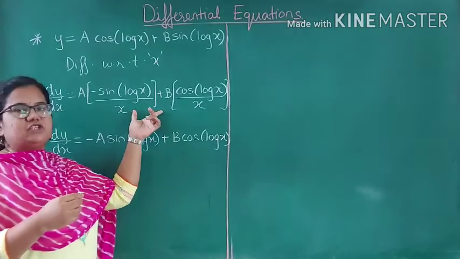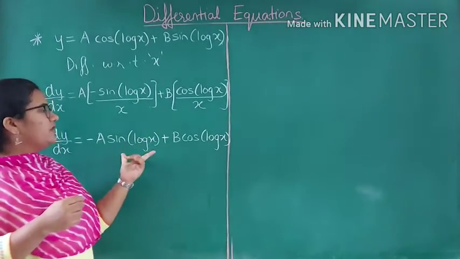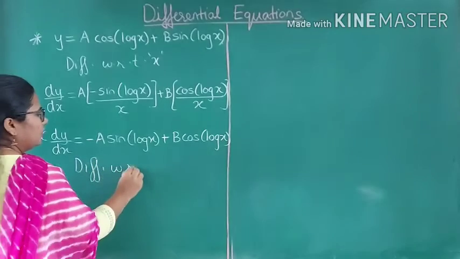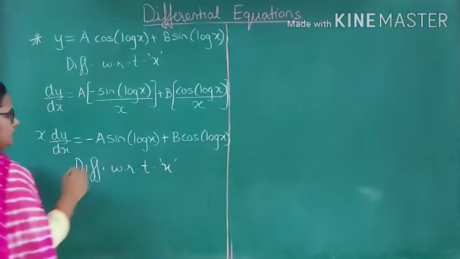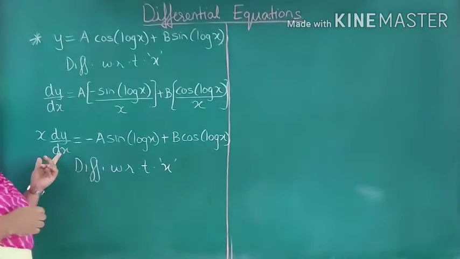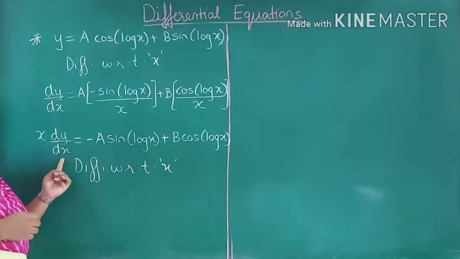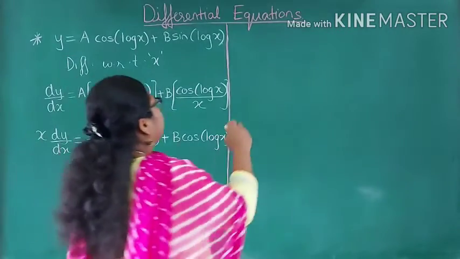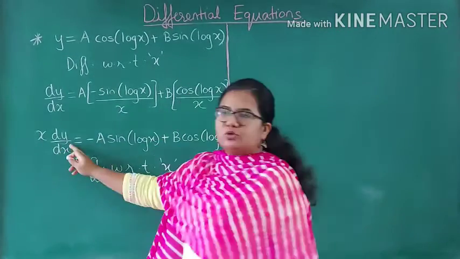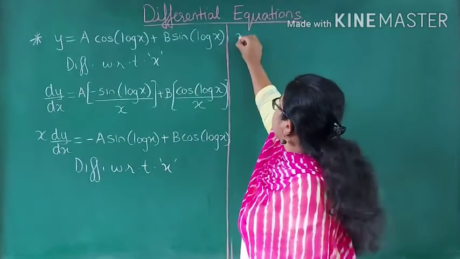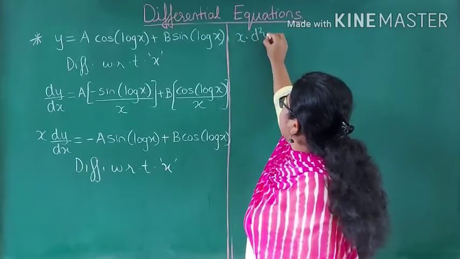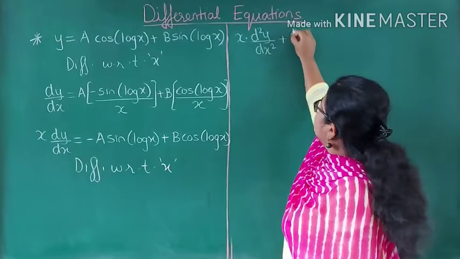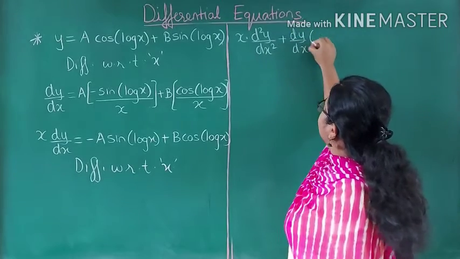Now once we have differentiated, we still have two arbitrary constants. So we will differentiate 2 times. So again differentiate with respect to x. Yes. On the LHS if you see it is x into dy by dx. So here we will have to use product rule. So what will be the product rule? x into derivative of dy by dx. So x into derivative of dy by dx is d square y upon dx square, plus dy upon dx into derivative of x is 1.